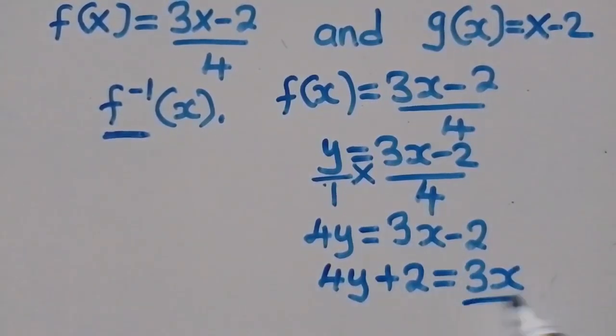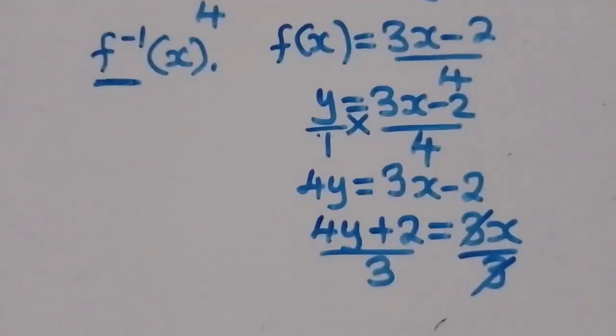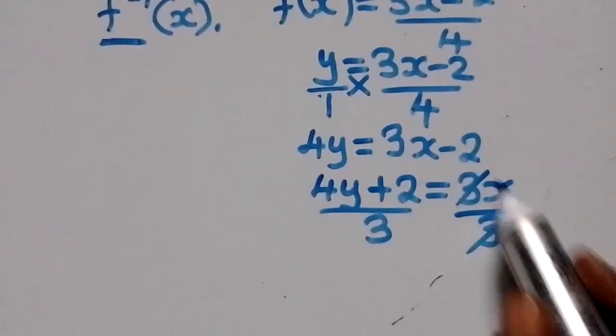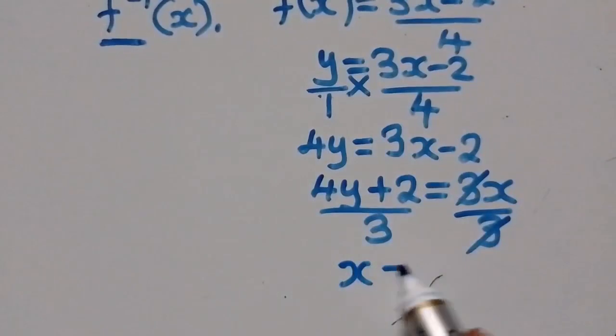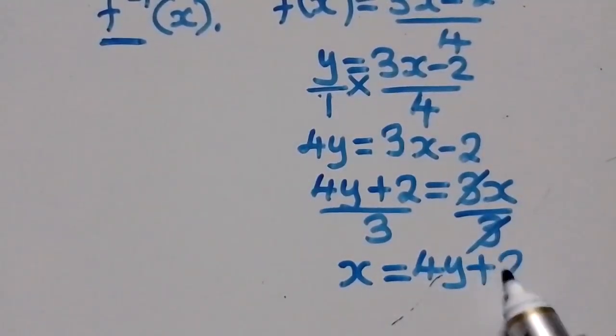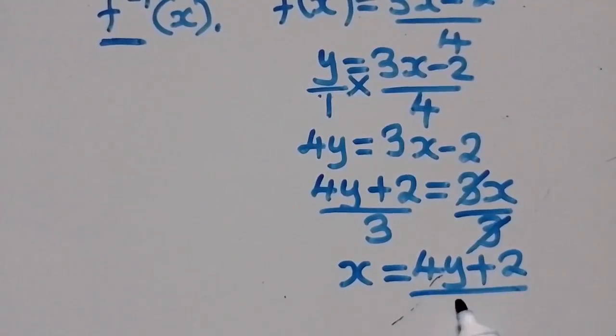Then you divide both sides by 3, so that we just have the x there. When you divide both sides by 3, you are going to have x equal to (4y plus 2) over 3. So we've made x the subject of the formula.